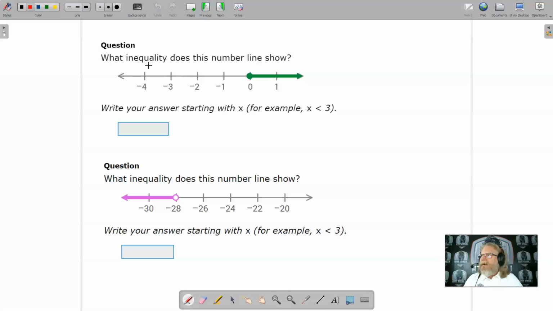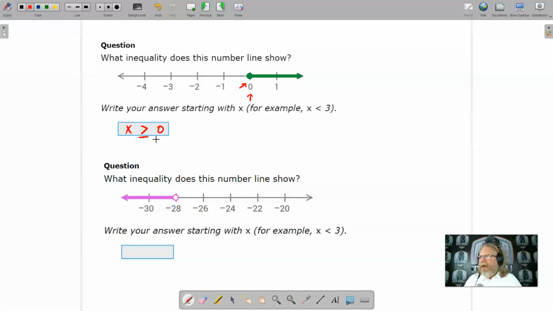Next one, what inequality does this number line show? Well, we know we need an X, and we also need a number. Looking here, we see that that number is 0, and it's all the numbers to the right, so we want greater than. And notice the closed dot here. That means 0 is included. It could be equal to 0 as well as greater than 0. So I'll go ahead and include the equal sign, and I end up with X is greater than or equal to 0.